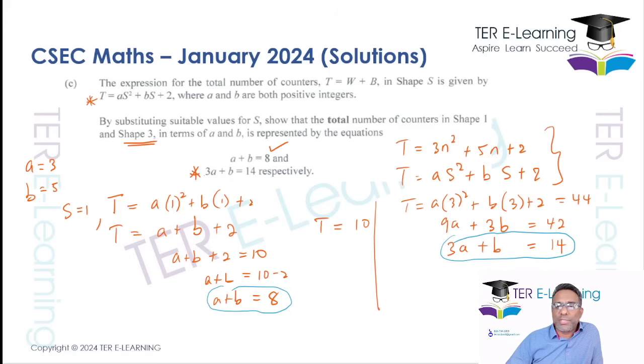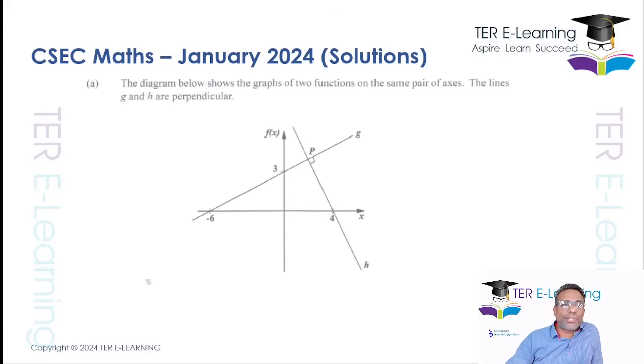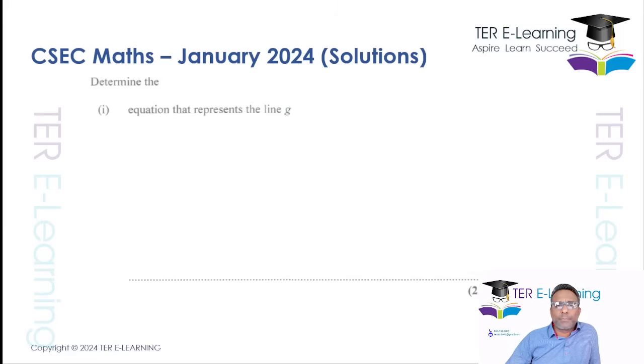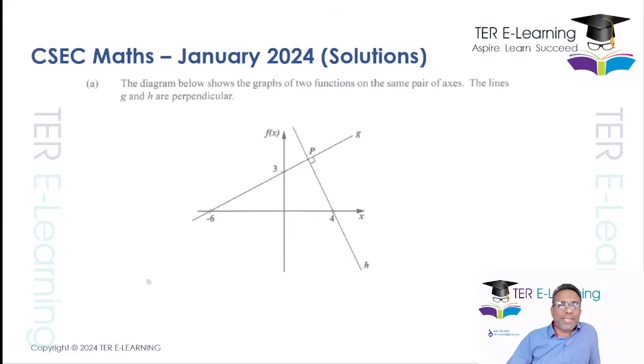Let's move on to question 8, which is on what here now? You have a diagram here. We have two lines, G and H, and they are perpendicular. They're telling us they are perpendicular. Determine the equation that represents the line G. How are we doing G now? So the line G is this one here.